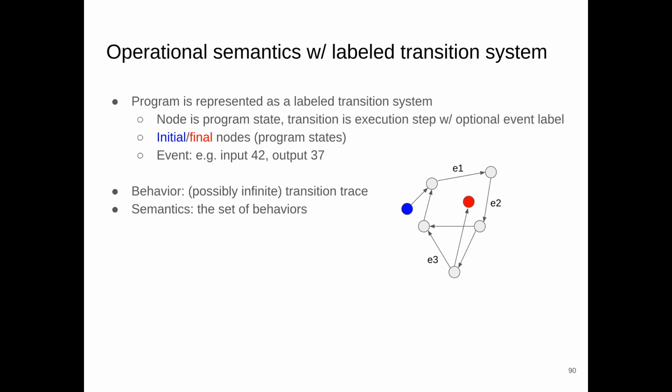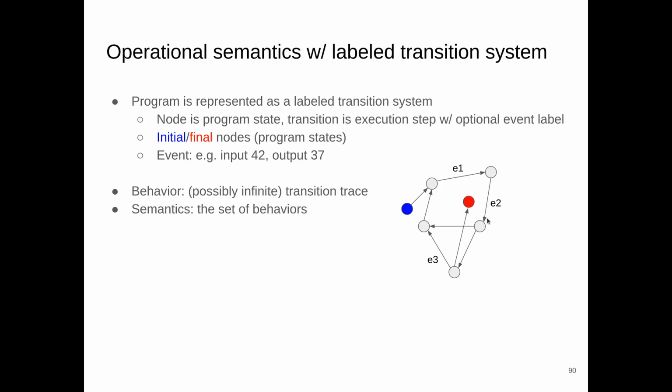And now in the behavior, you will ignore all those transitions that are not labeled with an event because they are not interacting with the outside world, and you're only collecting those events in the traces. So if it is going from this to this to this to this to this to this, then the events will be E1 and E2. So this will be the behavior of this trace.